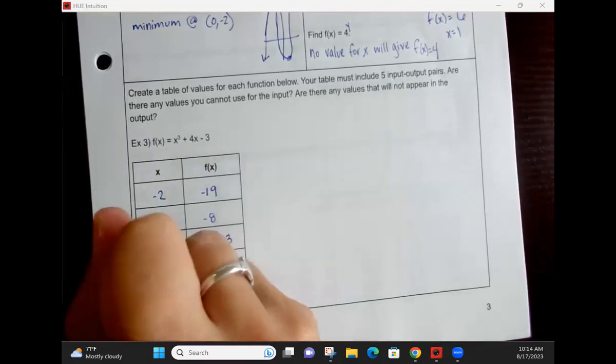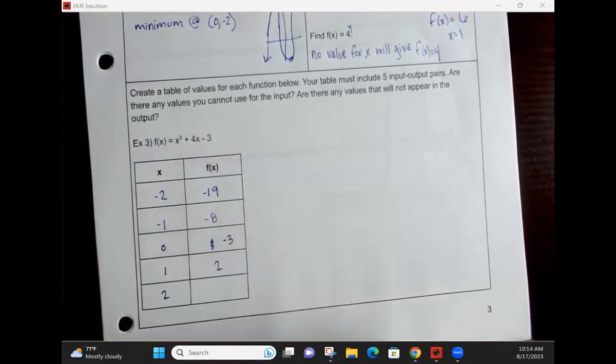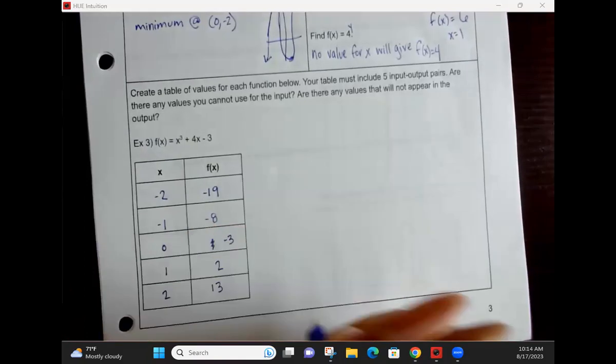What if I plug in 1? What should I get? 2. How about if I plug in 2? 13. There we go. Okay.